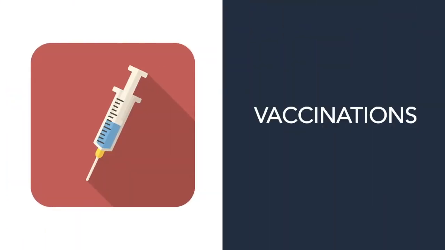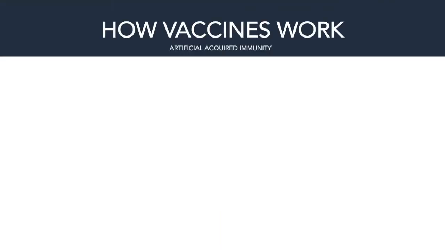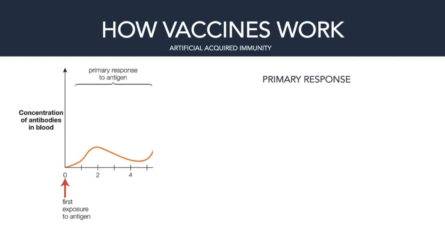The introduction of vaccines has benefited society by preventing and controlling the spread of diseases. However, due to slight risks, it has become a controversial topic in recent decades. Vaccination is a method of providing artificial acquired immunity by stimulating a primary response using a weakened or inactivated antigen.